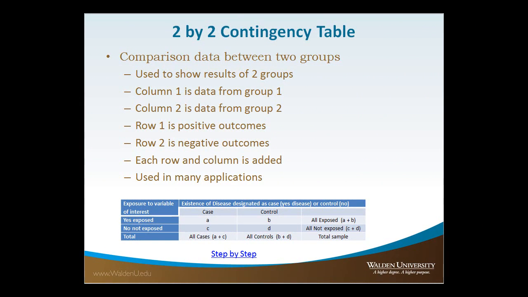2x2 contingency tables are used to compare data between two groups. So you have column 1, which is data from group 1, and column 2, which is the data from group 2. Row 1 are the positive outcomes, while row 2 are the negative outcomes. And of course you add up the sums of each of the rows and columns to perform your calculations.